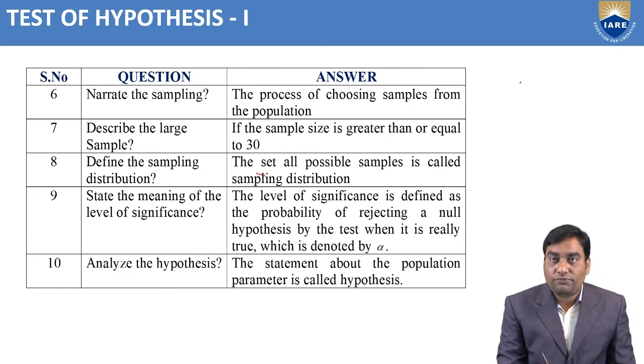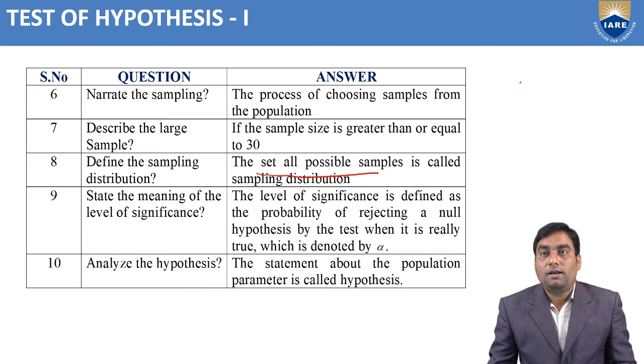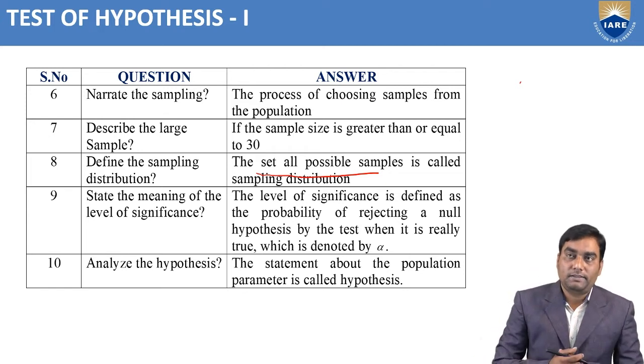The set of all possible samples is called sampling distribution. We'll see how we can define the sampling distribution.